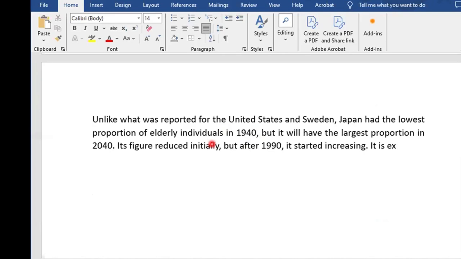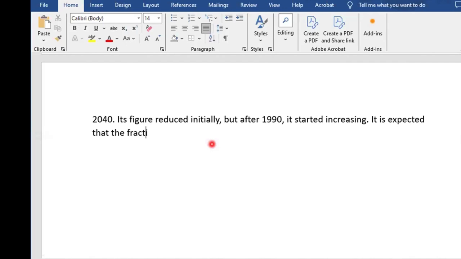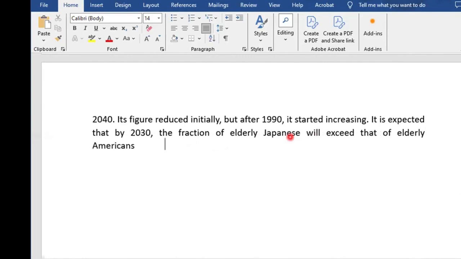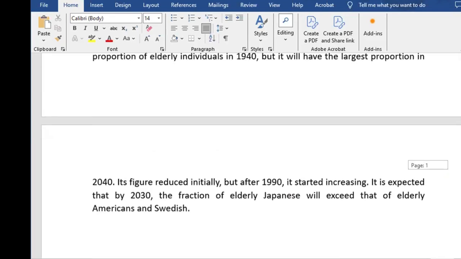It is expected that by 2030, let me put it that way, the fraction of elderly Japanese will exceed that of elderly Americans and Swedish nationals. Americans and Swedish, let me just put it that way. Swedish refers to people from Sweden. Okay?